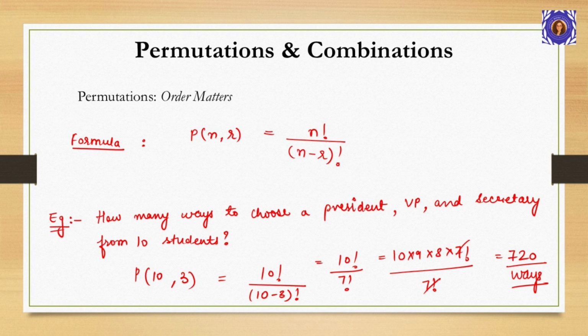Why does this formula work? When choosing the first position, you have 10 options. For the second, you have 9 remaining. For the third position, you have 8 remaining options. So the total is 10 times 9 times 8, that is 720.